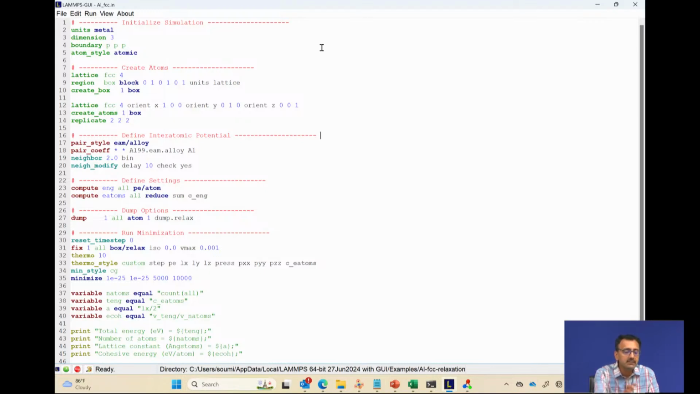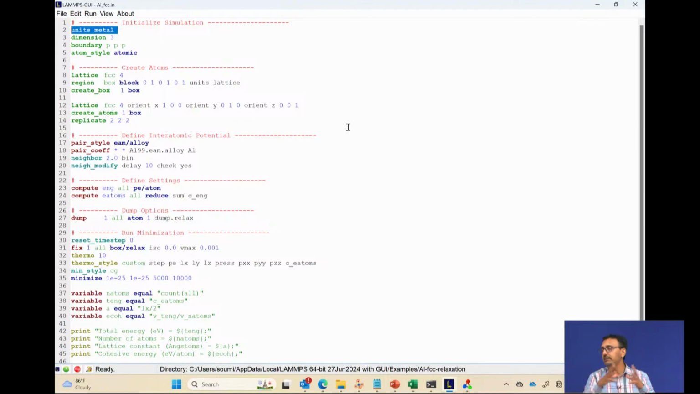So there are various sections in which an input file is set up. The first section, the most important one, is what units you are going to use for your calculation. There are many unit systems in LAMMPS. My internet is not connected, but if you Google LAMMPS and units, you will see some of the common units are Lennard-Jones, real units, metal units.